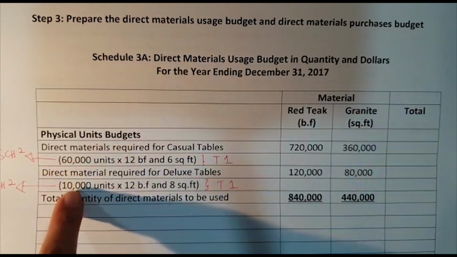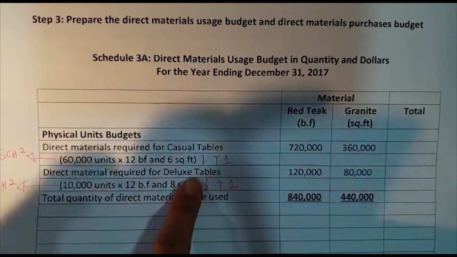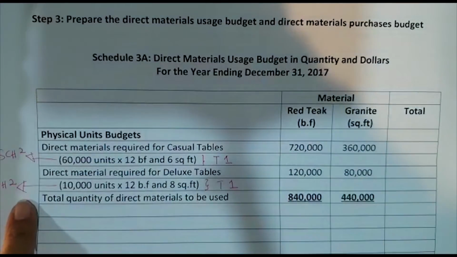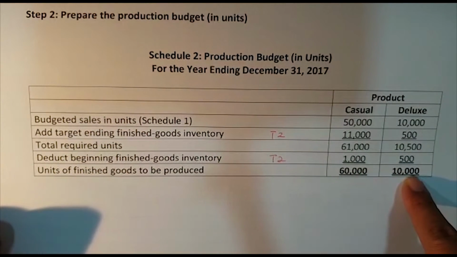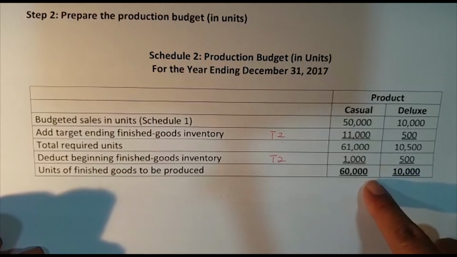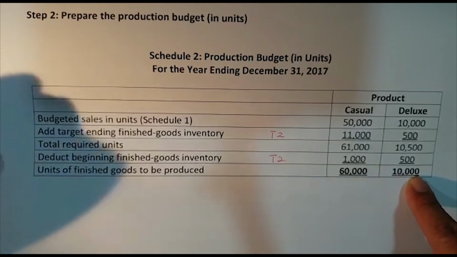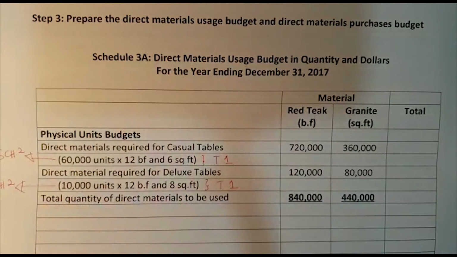Where do we get this 60,000 for casual and 10,000 for deluxe? This is from Schedule 2 before. So here 60,000 and 10,000. This is the information that we use, meaning we already know the number of units we need to produce is 60,000 for casual and 10,000 for deluxe. So we use this information for our calculation of the physical unit budget for direct material.